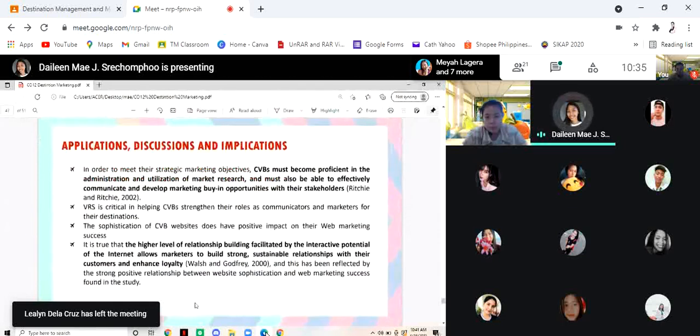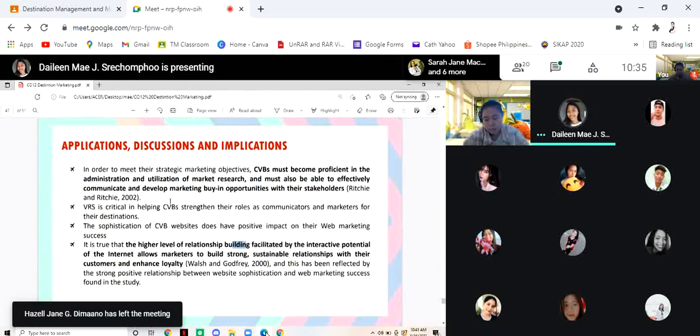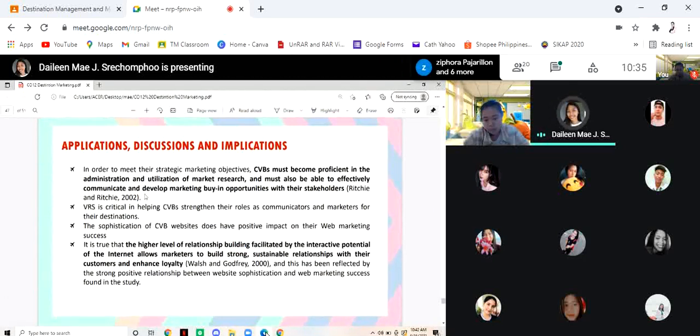CVBs must become proficient with the administration and utilization of market research and must also be able to effectively communicate and develop marketing buy-in opportunities with their stakeholders. The higher level of relationship building facilitated by the interactive potential of the internet allows marketers to build strong, sustainable relationships with their customers to enhance loyalty. So yun, katulad din ng mga nasabi ko kanina.